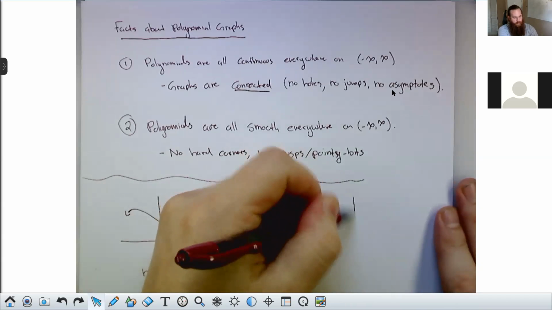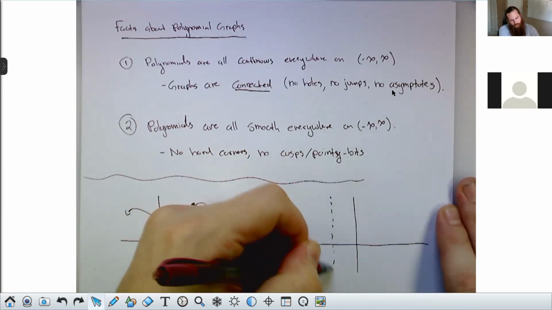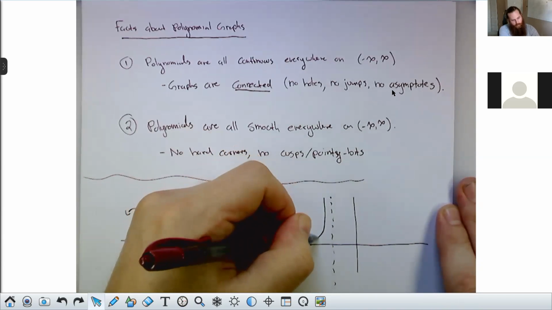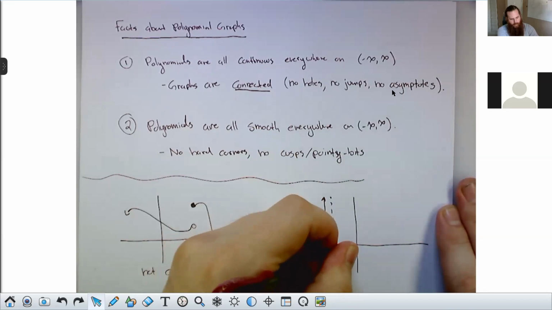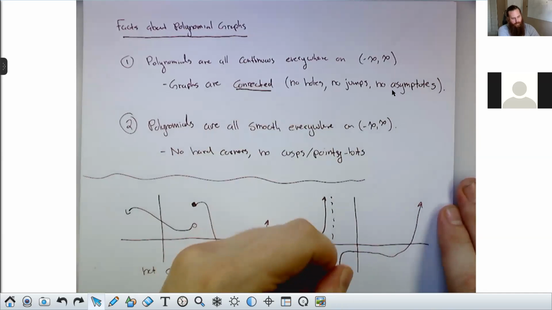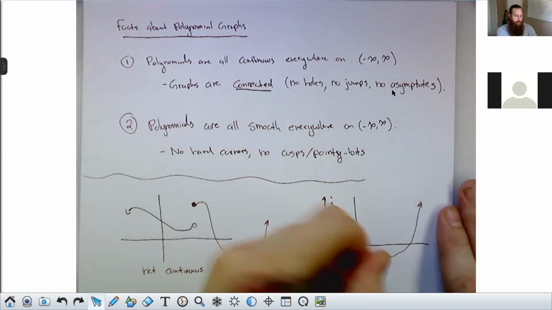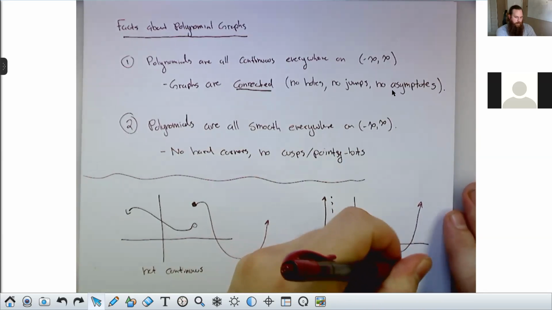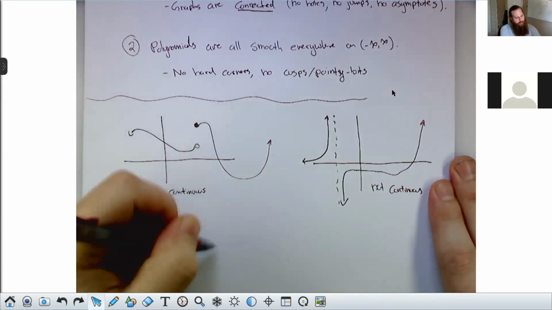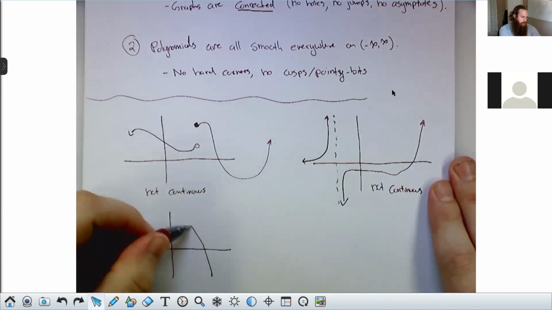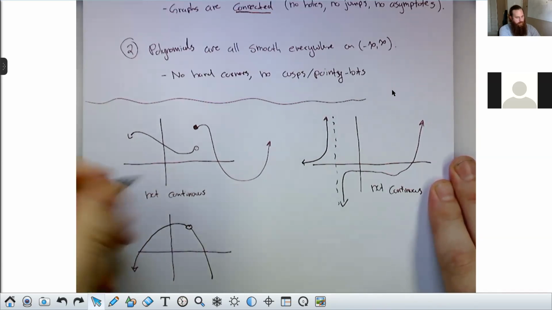Also, a failure to be continuous could look a few different ways. You could have a vertical asymptote, something like this. If you've got any sort of business like that going on, automatically not continuous, so not polynomial. The other sort of failure of continuity is just a hole. So if I give you something like this, also not continuous.